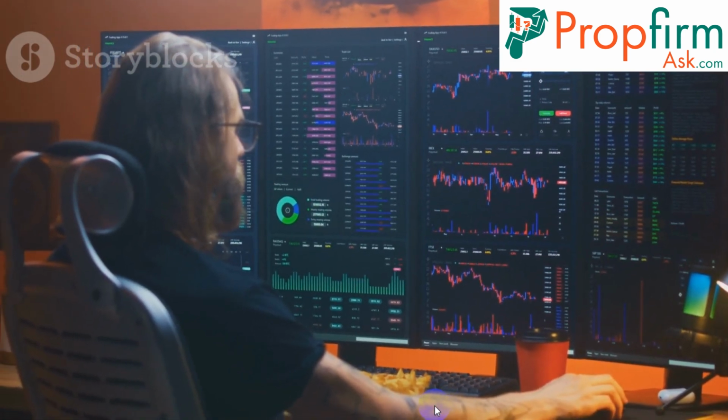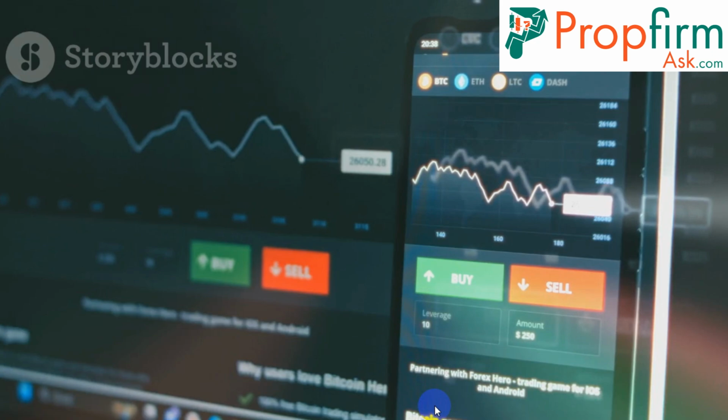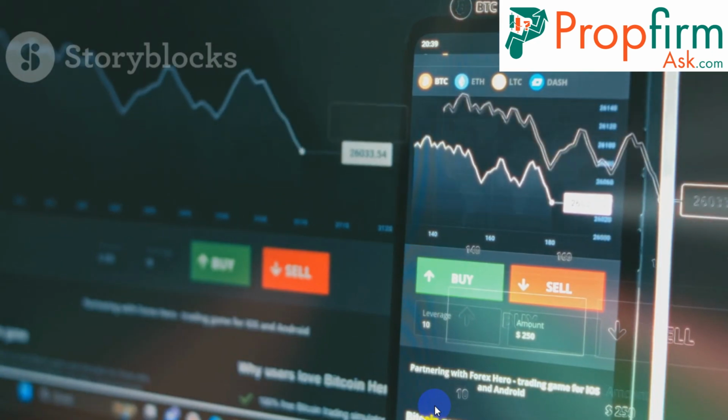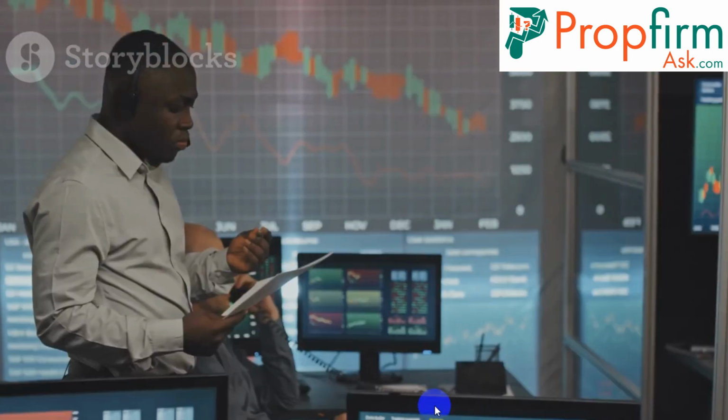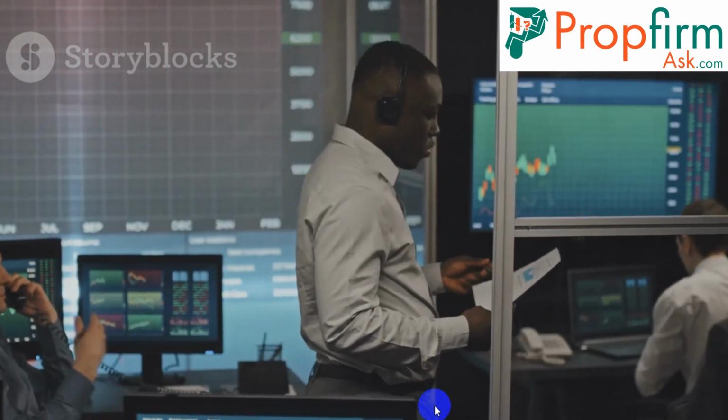Finally, sticking to your trading plan. Your trading plan is your roadmap to success. It outlines your entry and exit points, risk management rules, and profit targets. Deviating from your plan can lead to inconsistent results and unnecessary losses.